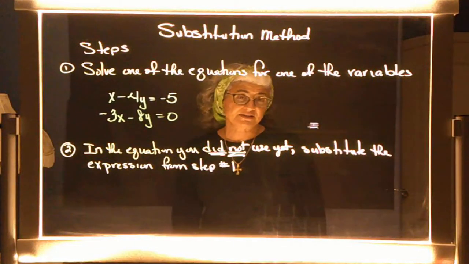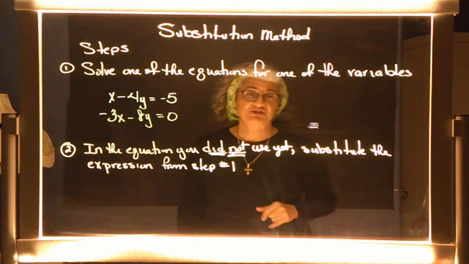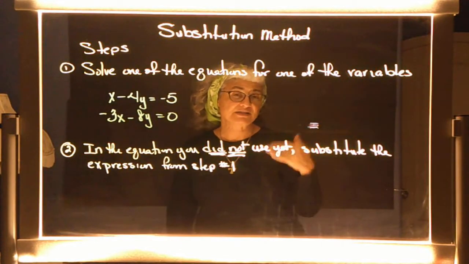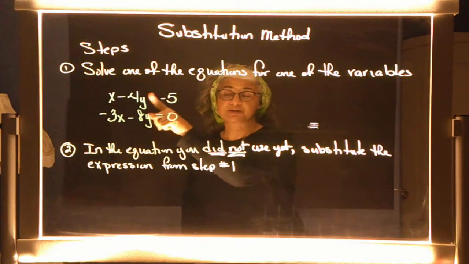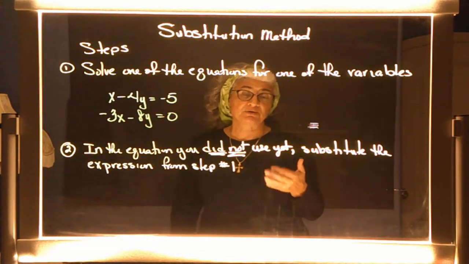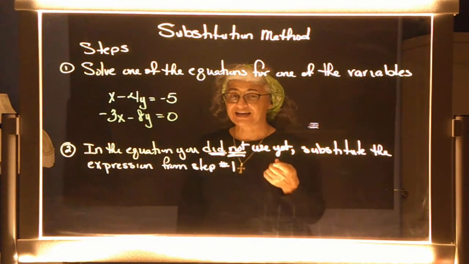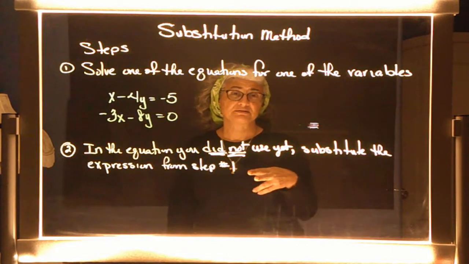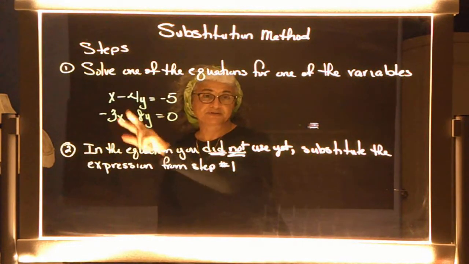Okay, so let's look at the second method of solving systems of equations. It's called the substitution method. Now, this one has some steps to go along with it, and as we work through these steps, we're going to work out this problem at the same time. Remember, our goal is to actually solve for an x and a y, a number for x and a number for y that will work in both these equations.